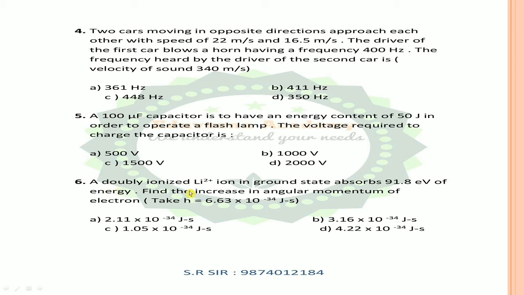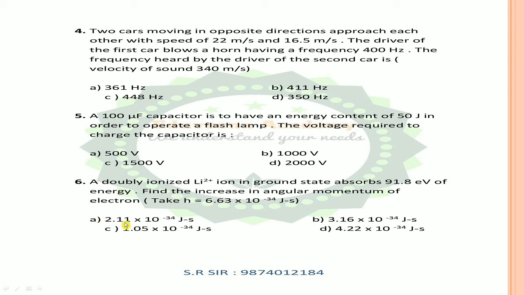A doubly ionized Li2 plus ion, that is lithium ion, in ground state absorbs 91.8 electron volt of energy. Find the increase in the angular momentum of the electron. Take h equal to 6.63 into 10 to the power minus 34 joule second. So 4 options are given.